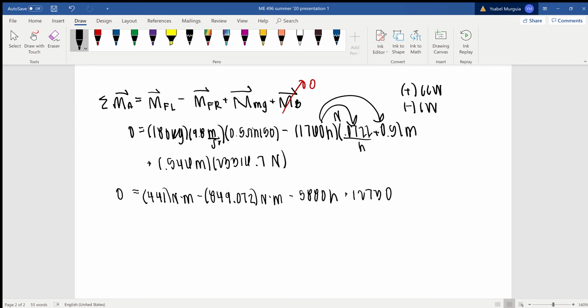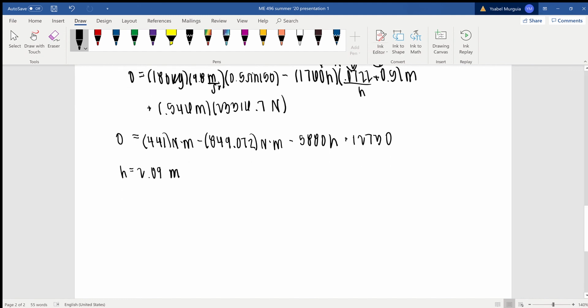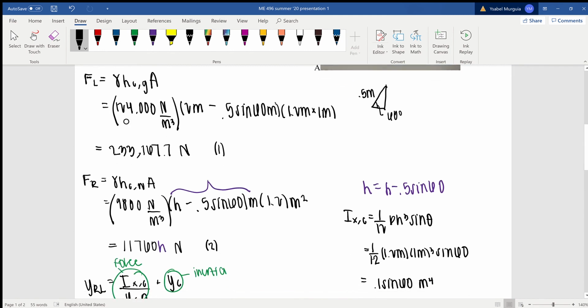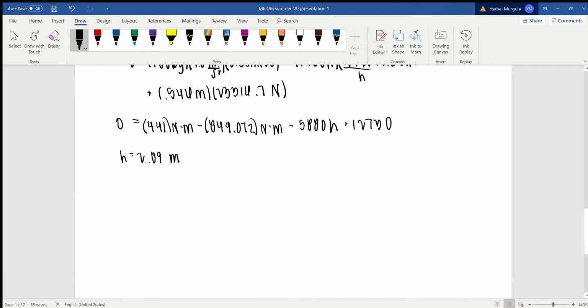So solving through, I do get a value of H equals 2.09 meters, but again, remember that I redefined H, so I solved for this new H, so H is actually equal to H minus 0.5 sine 60. So this H, 2.09 meters, is equal to H minus 0.5 sine of 60, and again, I just did this for ease, but you could have solved through, I just chose not to, so it's going to be H equals 2.09 meters plus 0.5 sine of 60.